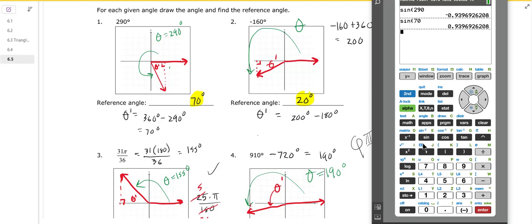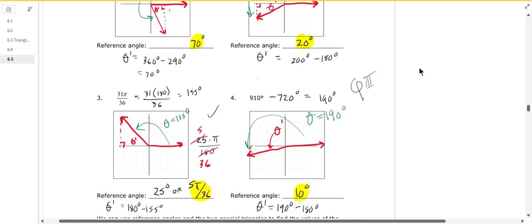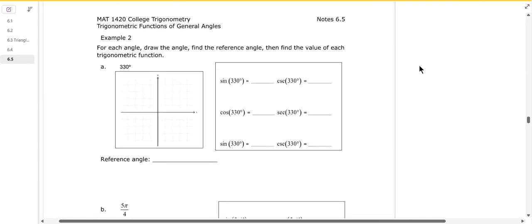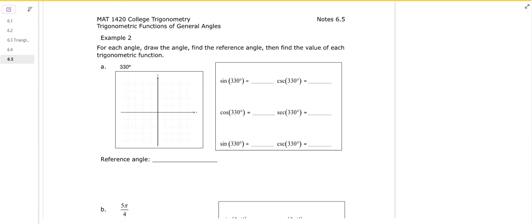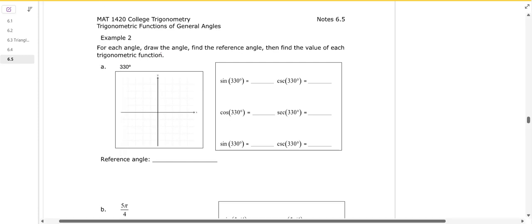Same thing would happen on number 2. This time I'll do a cosine. It doesn't matter. I'll do cosine of negative 160, and then I'll do the cosine of the reference angle 20, and see what we get. Okay, so we get the same thing with an opposite sign. And that'll work the same way regardless of which trig function you're working on. So that's what's important about reference angles, is they can be used along with our special triangles to find the value of trig functions. Okay, so this one, let's start with a 330-degree angle.